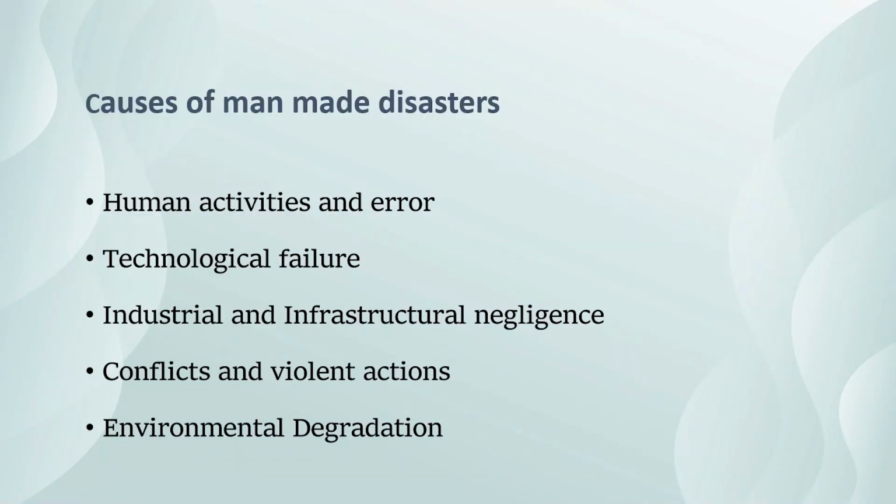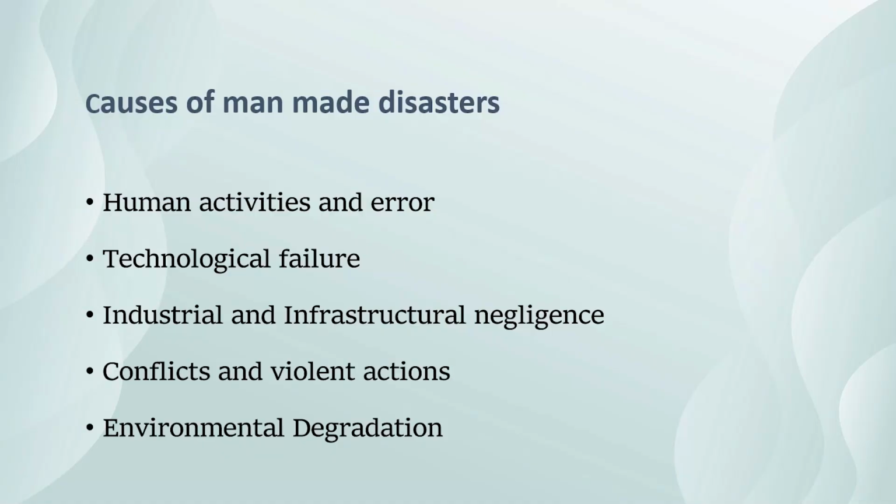Now, let us start by discussing the causes of man-made disasters. Man-made disasters arise from a variety of human related causes, human activities, and human errors. Mistakes in operation, in designing, planning, or decision making always lead to technological failures or industrial accidents. Examples range from mismanagement of hazardous chemicals to procedural failures in nuclear plants. These are some of the examples.